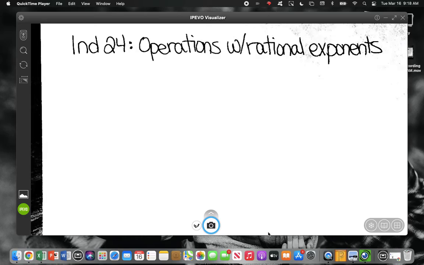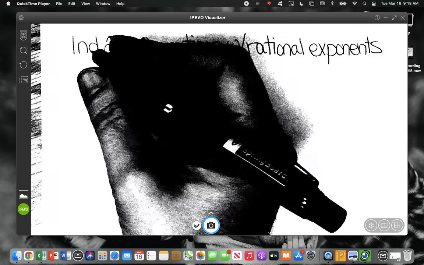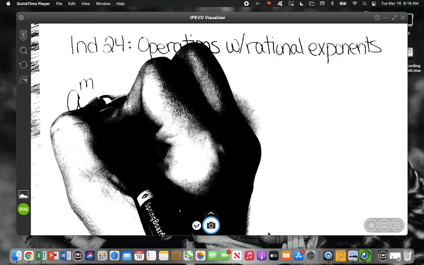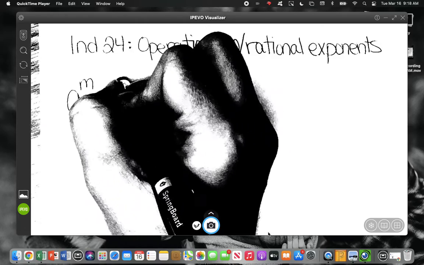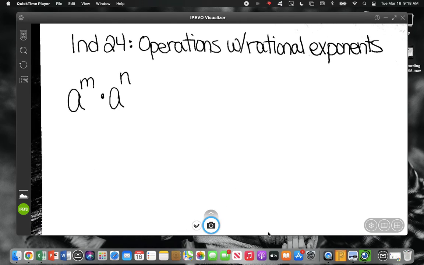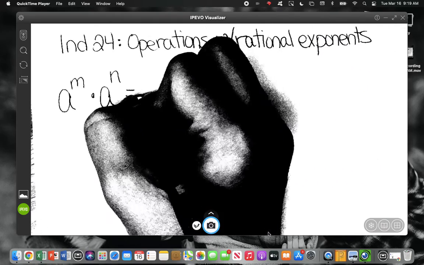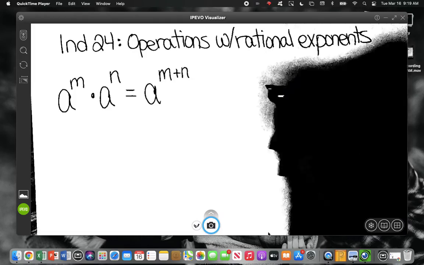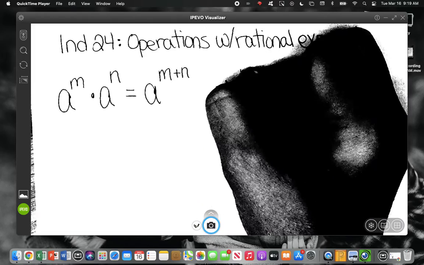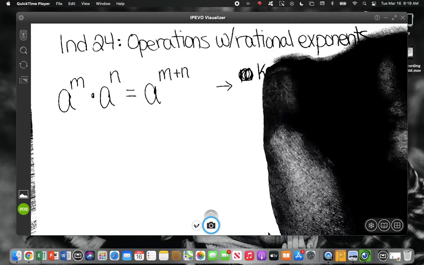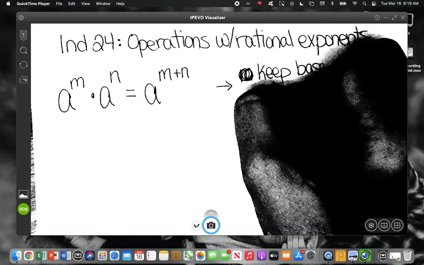The first thing I want you to look at is if we have a base and a power, and then we have the same base with a different power. Do you guys remember what to do with the exponents here? You add them. So here we keep the base and we add our powers.